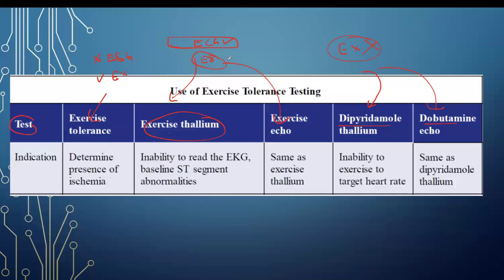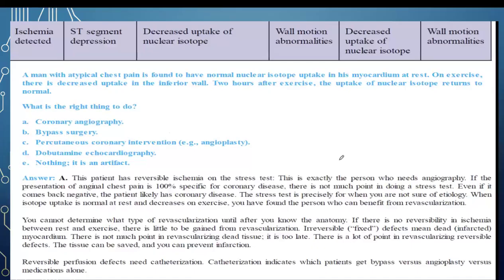Okay, very good. So this is one of the most confusing ones. Sometimes questions come in the exam where they give you a patient who can exercise, or a patient who cannot exercise, or a patient with a baseline left bundle branch block. So in those situations, what would be your test? This is how you can come to a conclusion about what kind of test you want to do.